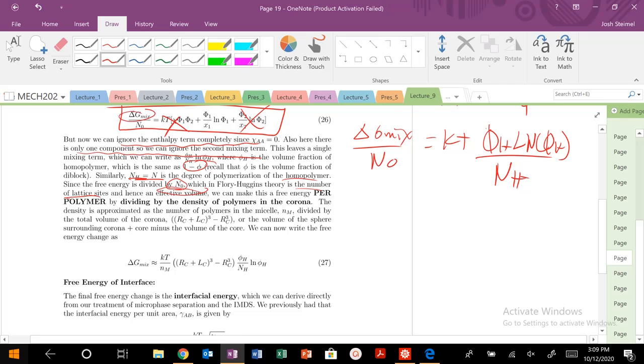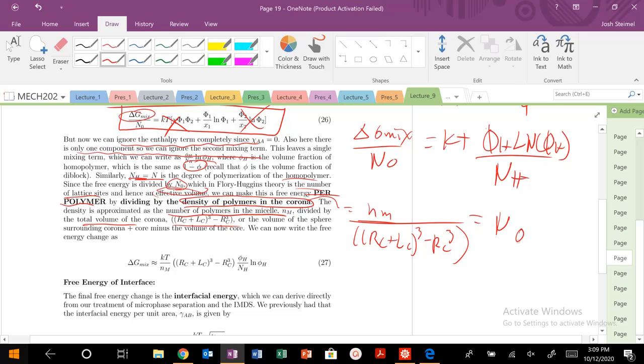So we want to get this free energy in terms of the free energy per block copolymer. So we need to divide by the density of the polymers in our corona, again to get this kind of effective volume. If we do that, we know that the density of polymers in our corona is equal to the number of polymers in my micelle, N_m, divided by the total volume of the corona, which we're going to calculate here: R_c plus L_c cubed minus R_c cubed, just right here. So we plug that in, we set that equal to effectively your N naught, and we get this expression in the full free energy term right here.